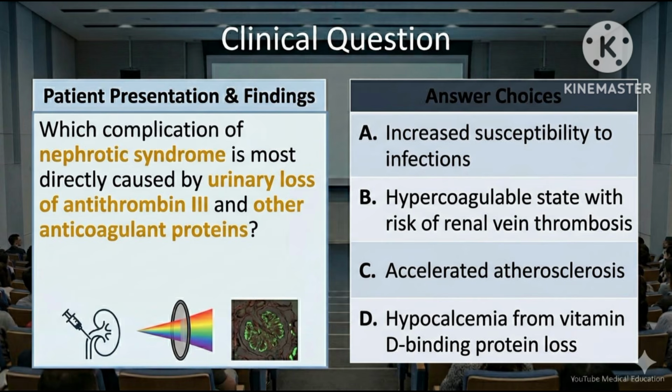Read this question stem. Which complication of nephrotic syndrome is caused by loss of antithrombin 3 in urine? Loss of antithrombin 3 will lead to hypercoagulable state, increasing the risk of DVT or renal vein thrombosis and varicocele in a nephrotic syndrome patient. Option A. Increased risk of infection will be seen due to loss of immunoglobulins in urine.